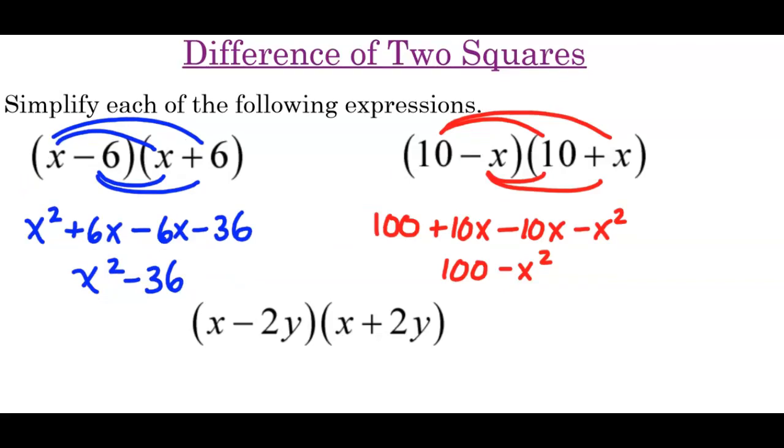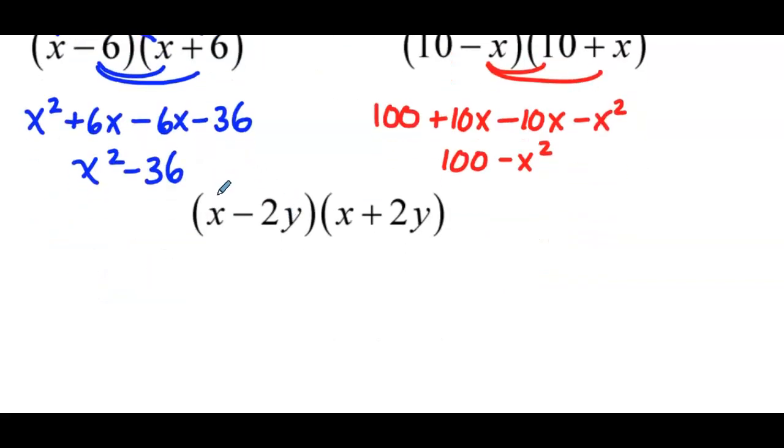Last, we have x minus 2y times x plus 2y. We'll start by distributing the x. So we have x squared plus 2xy. This is a good opportunity to remind you when we're multiplying variable terms together, we typically like to write them in alphabetical order. It's going to be helpful in identifying like terms later in the problem.